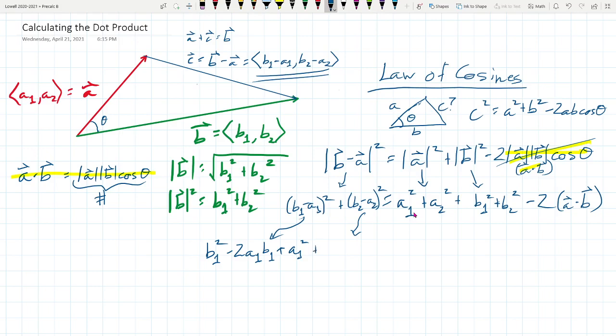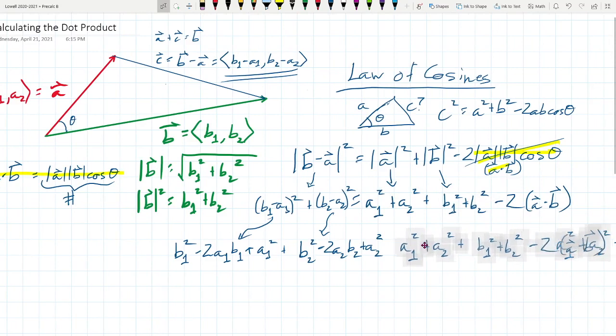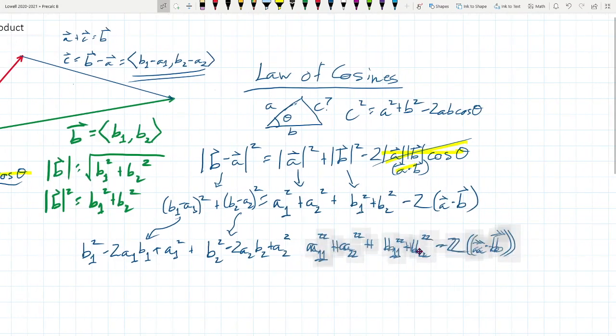Okay, if I work with this one now, that's going to be B2 squared minus 2 A2 B2 plus A2 squared. And then the rest follows, so I'm just going to grab this and copy paste it. Oopsies. So let's scooch over here. Okay, hopefully you're still with me.